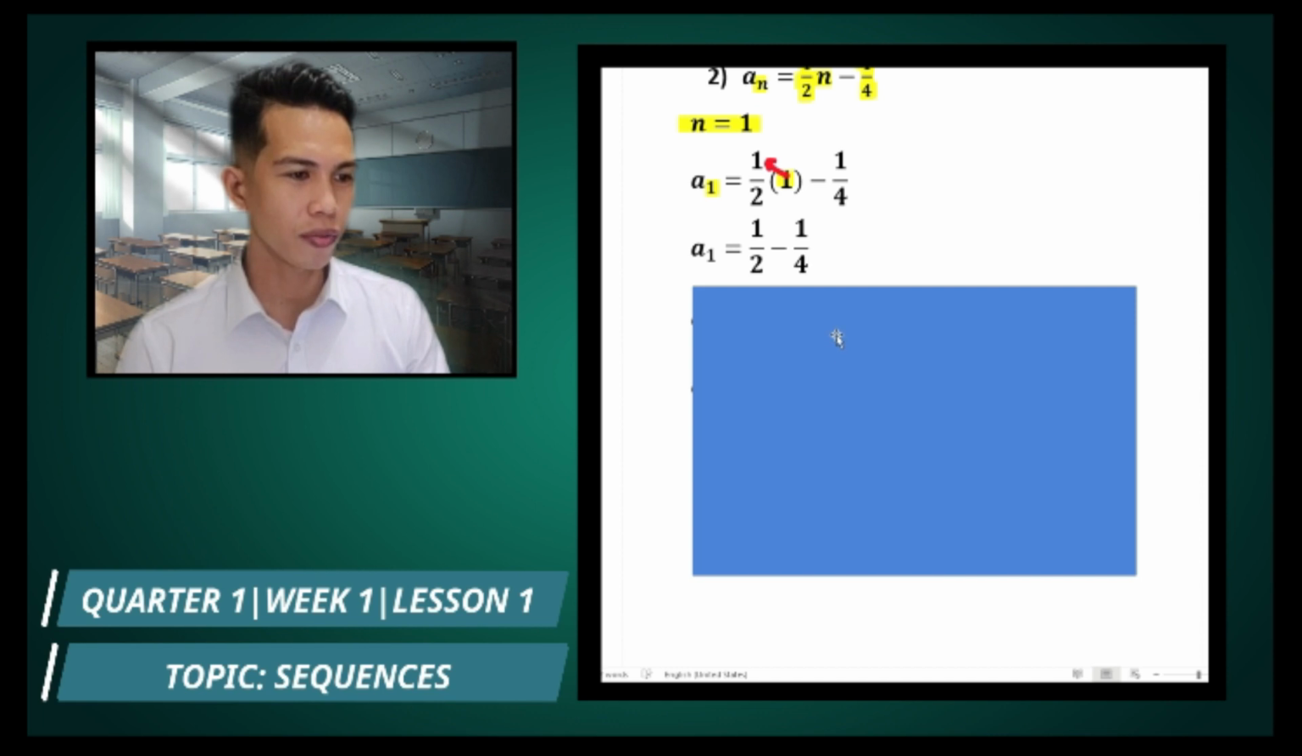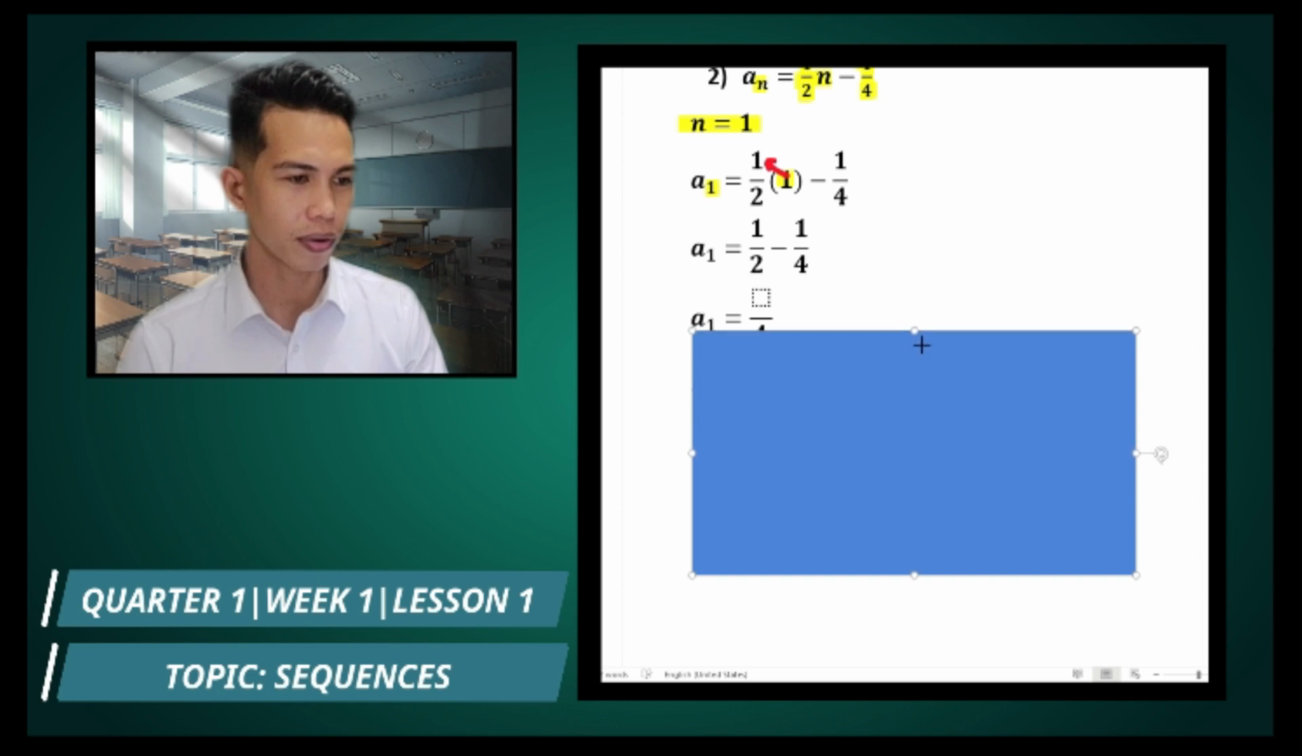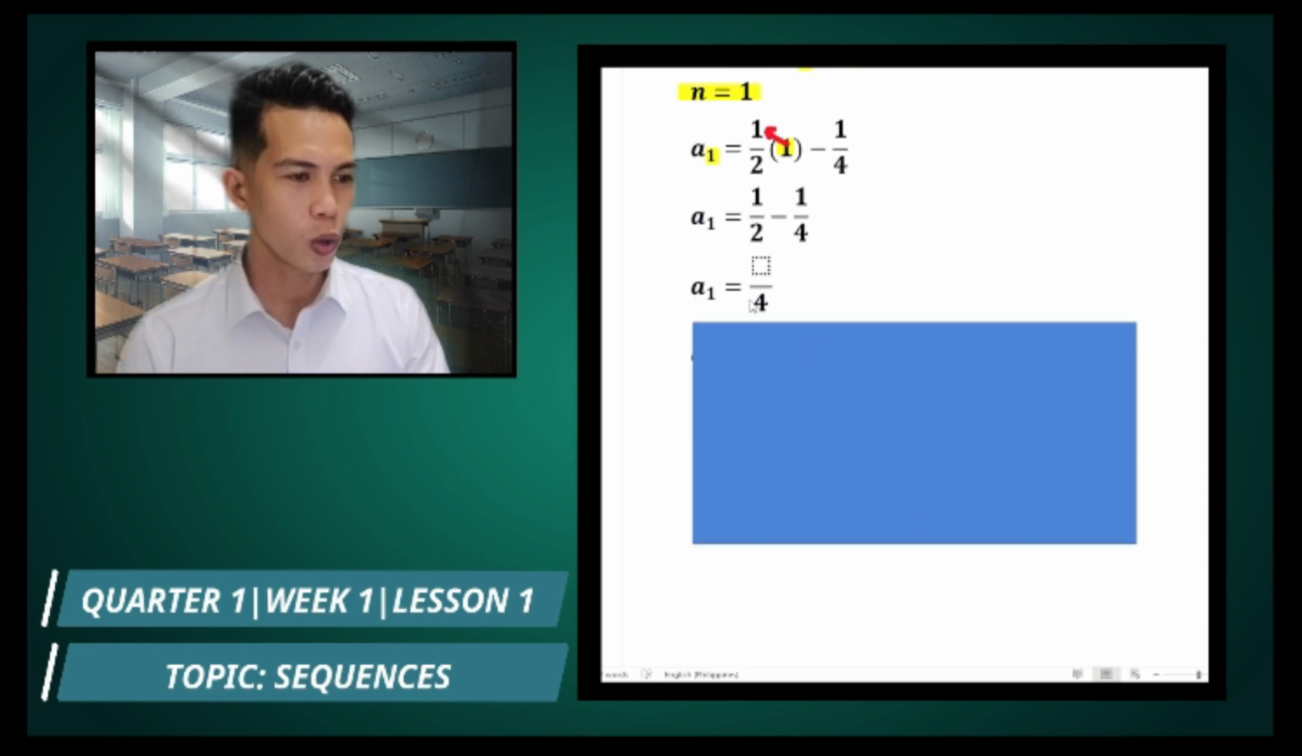Next, we are going to find the LCD of these two fractions since they are not the same. For 2 and 4, the LCD is 4. Next, we are going to divide the LCD by the first denominator and then multiply it to its numerator.